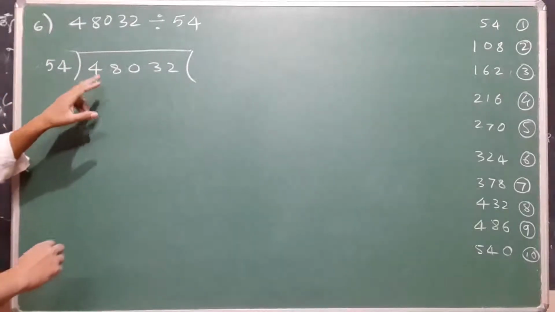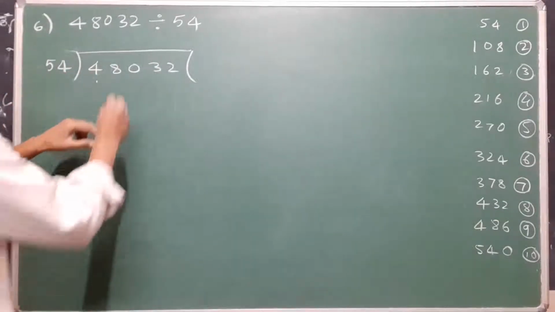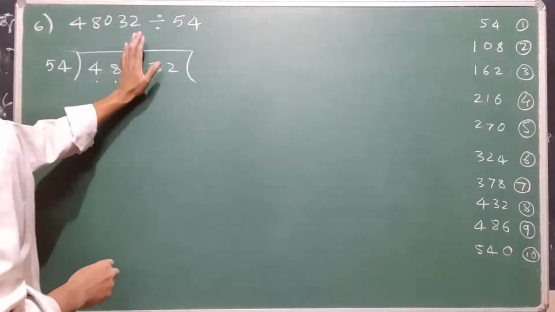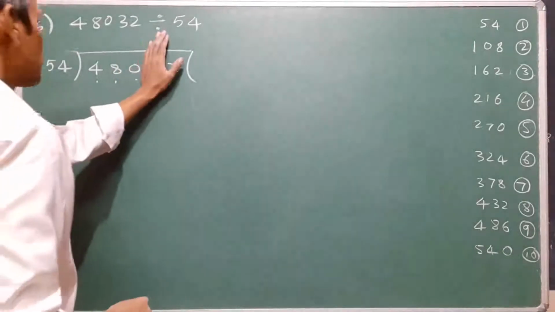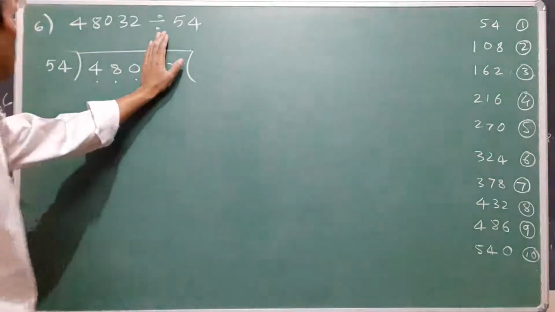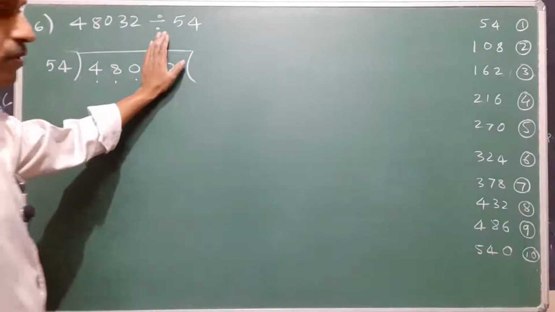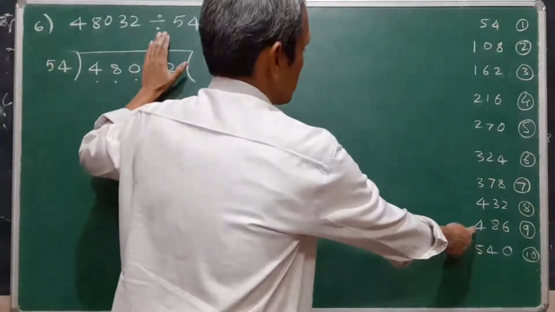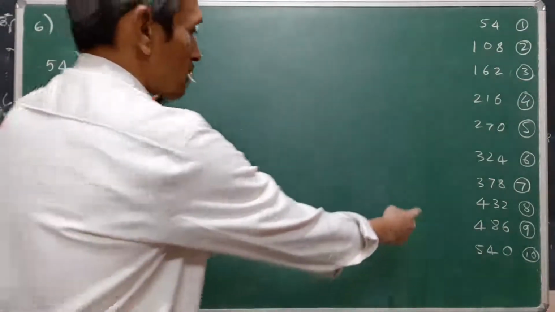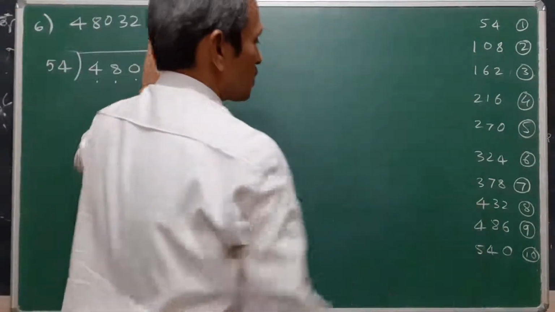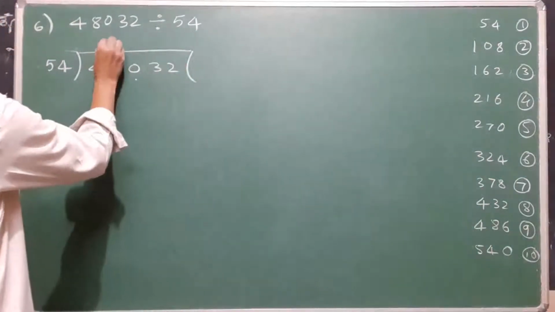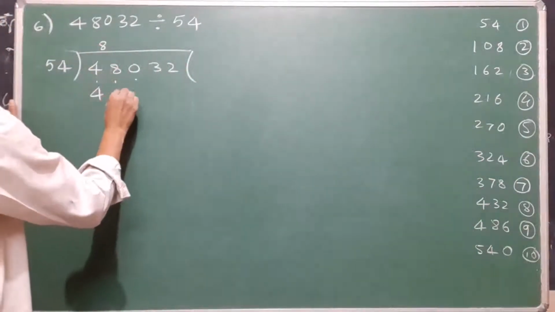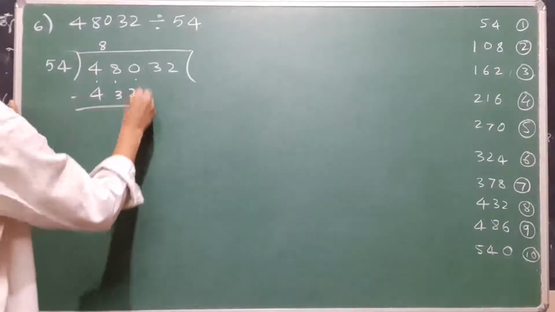First we will take 4, which is not there in the 54 table. Take the next digit, which is also less than 54. So once again we take the next digit, it becomes 480. Now we search for 480 in the table of 54. 486 is greater than 480, so less than 480 is 432. So 54 8s are 432. Now we will subtract this one.